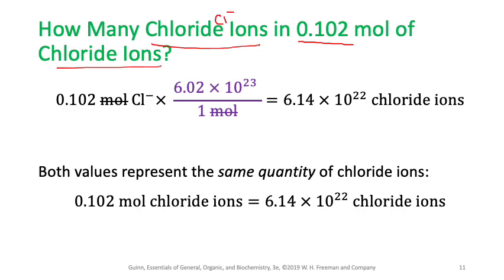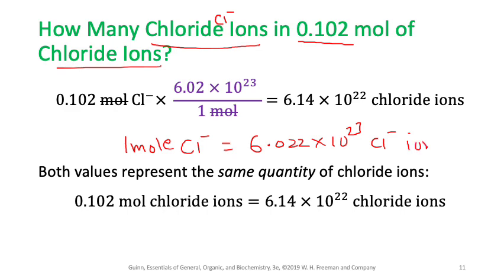We already know the definition. If I have 1 mole of chloride ion, how many chloride ions do you have? Avogadro's number of chloride ions. And I can use this equivalency to make a conversion factor. What we need is the number of chloride ions, so this has to be on the top and this has to be on the bottom. That's why you have this conversion factor.